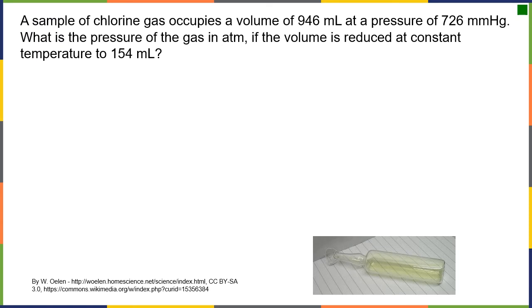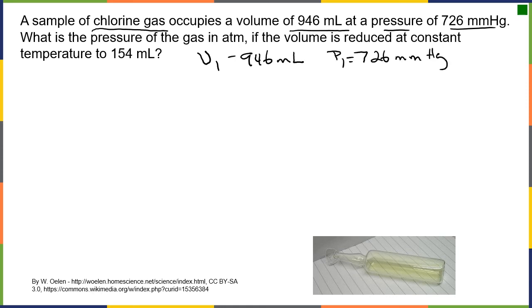All right, so we have a sample of a gas. In this case, it's chlorine. It has a volume of 946 mL, so we're going to call this V1. Our pressure here is 726 millimeters of mercury. Let's call that P1. We want to know what the final pressure is if the volume is reduced to 154 mL.